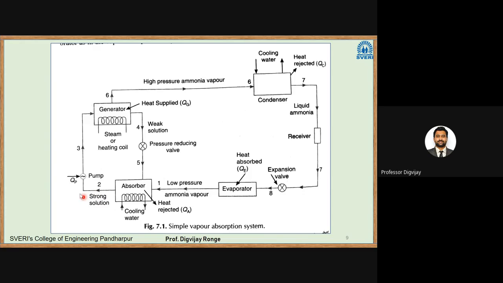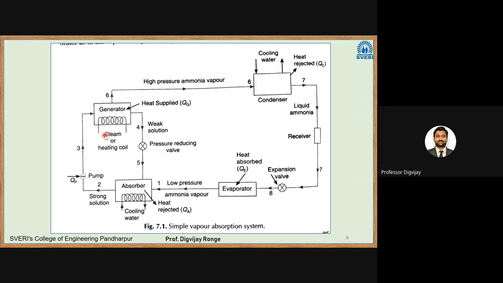A strong solution is then pumped with the pump. Then it is passed to the generator. In the generator, what happens? We are taking advantage of the difference in boiling points. Ammonia's boiling point is very low, and the water's boiling point is very high. So in that case, we are supplying external heat. Here we can supply solar heat, or you can supply waste heat. So that is the advantage of the VRS system. We don't want to depend on electricity.